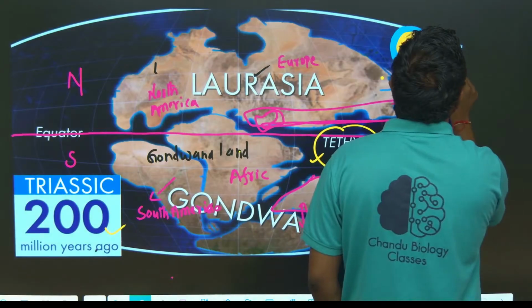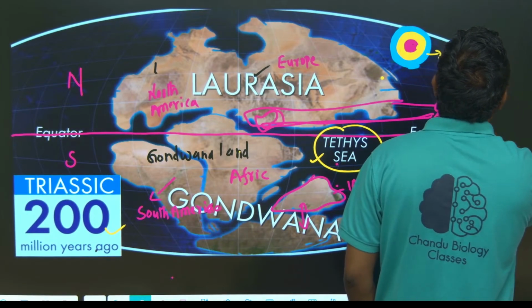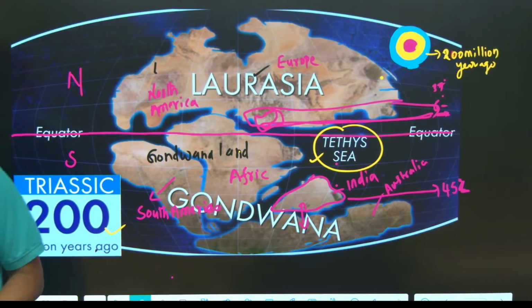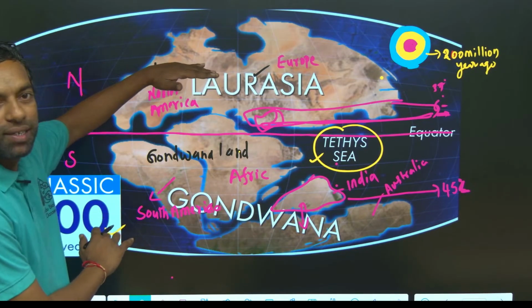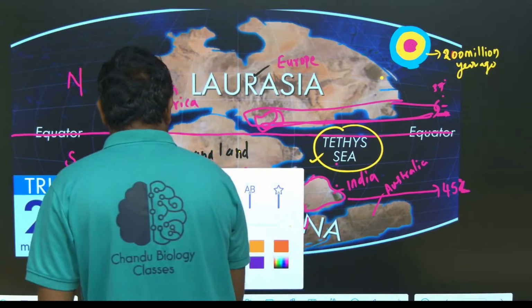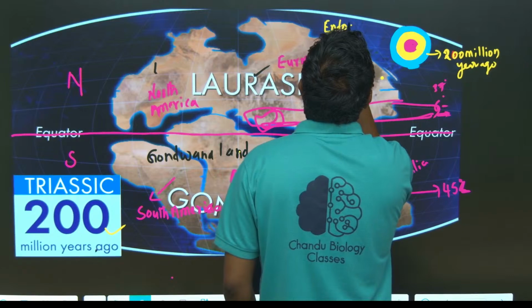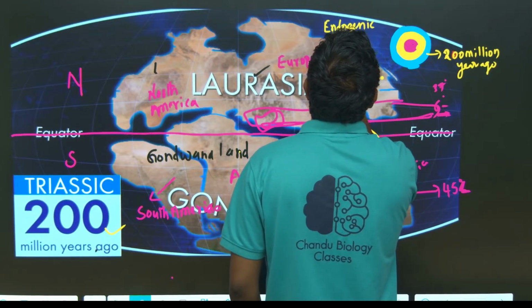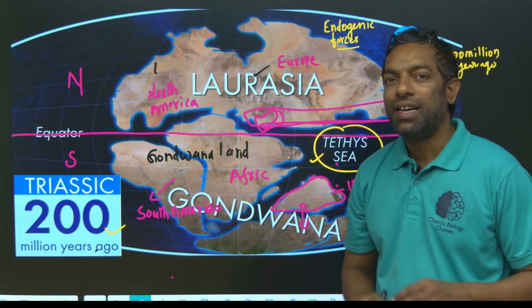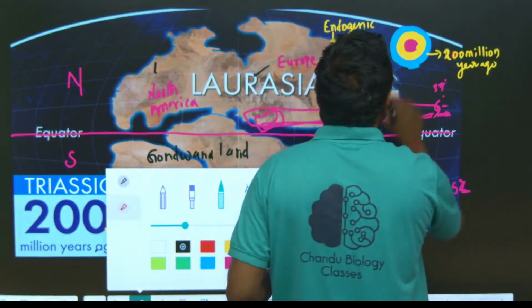200 million years ago, this is the structure, guys. Only two parts, Laurasia and Gondwana. After that, what happened? Forces called endogenic forces came into existence. Endogenic forces created the divide of the earth crust.